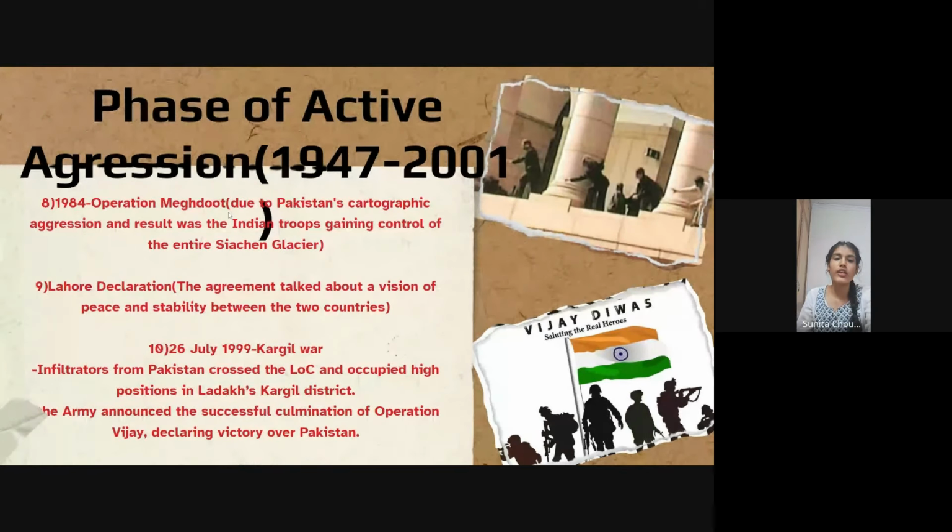But Pakistan then breaches the Lahore Declaration as well, and in response, on 26 July 1999, the Kargil War happens. And it happened because infiltrators from Pakistan crossed the line of control and occupied high positions in Ladakh's Kargil district. Although the Indian Army announced the successful culmination of Operation Vijay and declared victory over Pakistan.